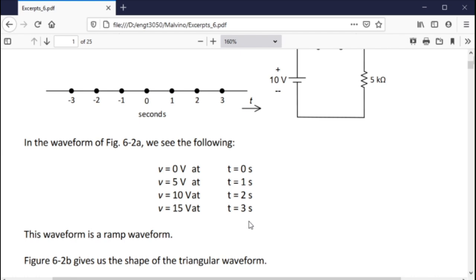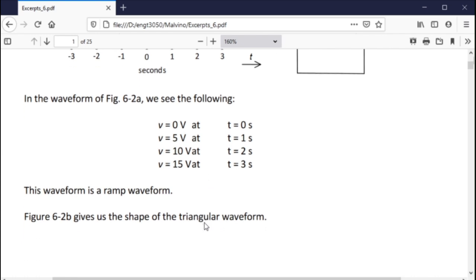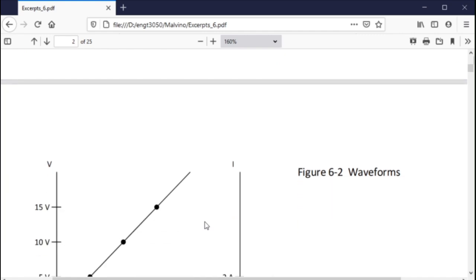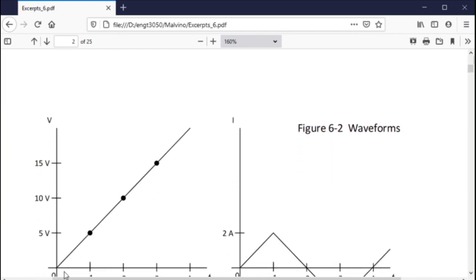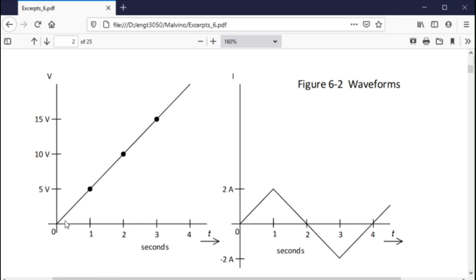In this case, this is a ramp form, and we can see right here, at t equals 0, we start, and each time we click off 1 more second, we go up another 5 volts. Here we are, 1 second, 5 volts, 2 seconds, 10 volts, 3 seconds, 15 volts, etc. This is a triangular waveform which has a peak of 2 amps. This is a current waveform, 2 amps at 1 second, then it drops down to minus 2 amps at 3 seconds, and it goes back and forth and just repeats.